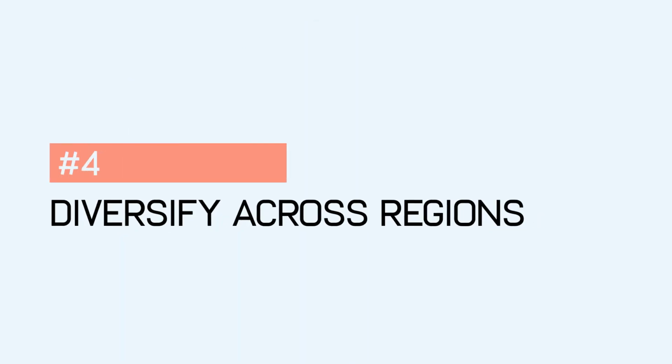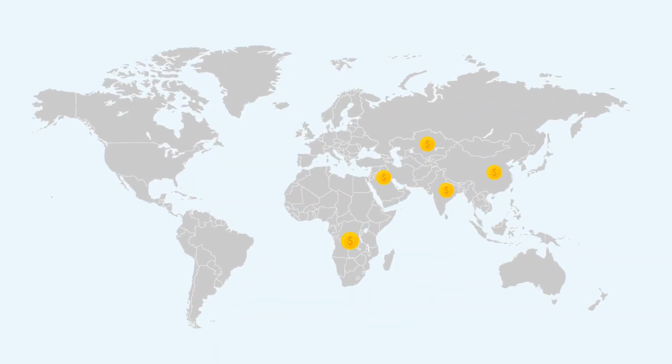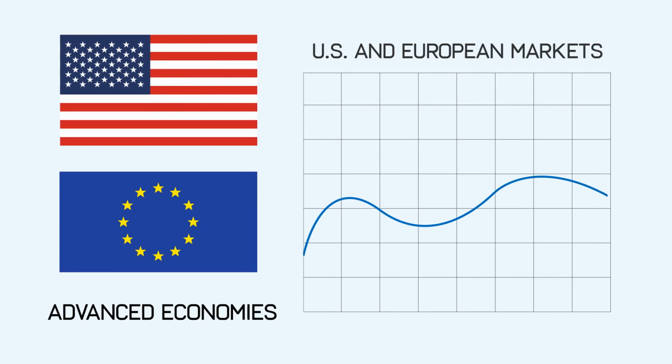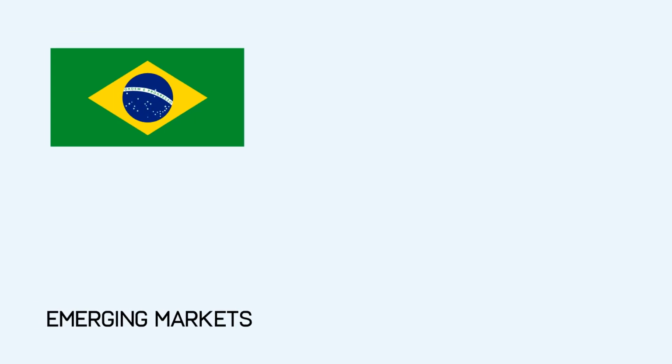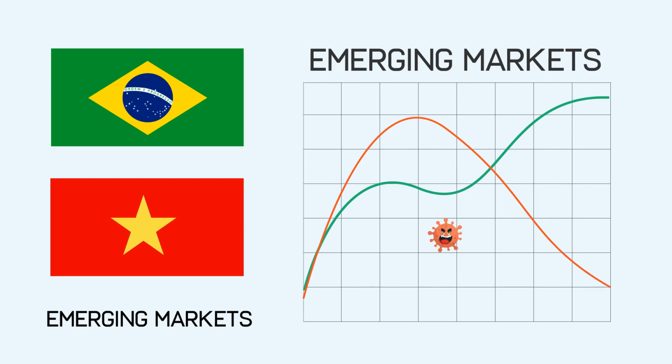4. Diversify across regions. Just as investors can spread risk across different market caps, they can also spread it across different geographic regions and countries. US and European markets, as advanced economies, tend not to grow as quickly as emerging markets. Emerging markets such as Brazil or Vietnam have room for fast growth, as their economies strive to catch up with the likes of Japan and the US. However, they can also collapse quickly due to political instability or economic crises.